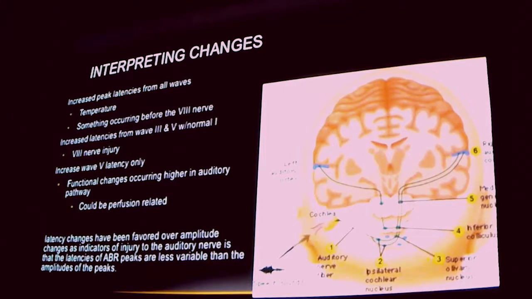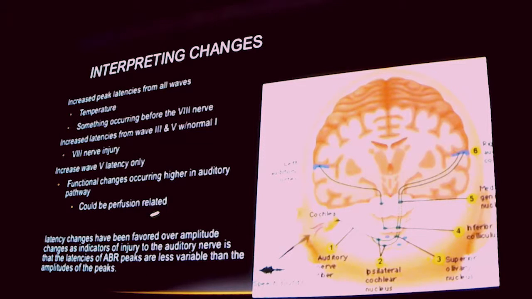Increased latencies from waves 3 and 5 with a normal wave 1 is an eighth nerve injury. So they're working over here, they damage the nerve here. This is still working. Distal nerve is still working. You're still getting wave 1. Wave 3 and 5 shift out.